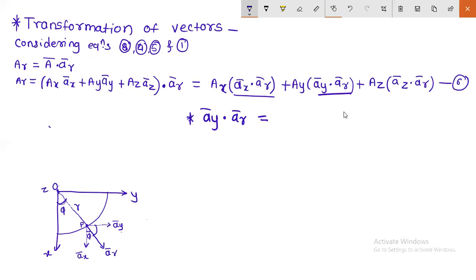Correct. It is 90 minus phi, because the angle between the y-axis and x-axis is 90 degrees, and the angle between x and r is phi. So it is 90 degrees minus phi. Again a bar y dot a bar r is equal to mod of a bar y, then mod of a bar r, into cos of 90 degrees minus phi. Mod of a bar y is 1, mod of a bar r is 1.